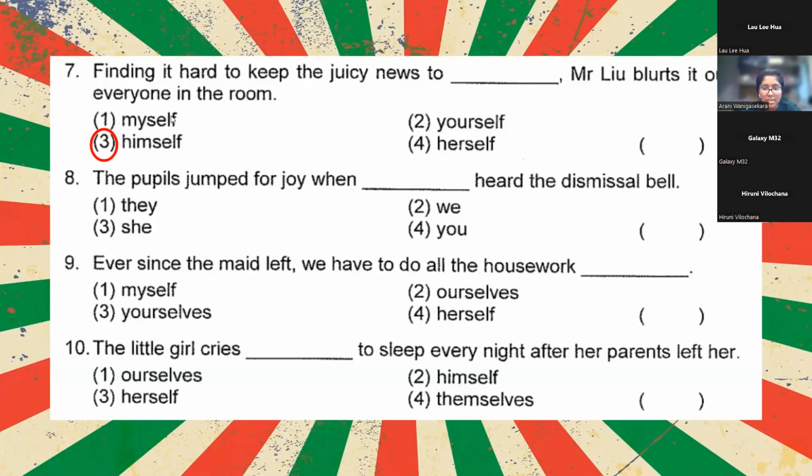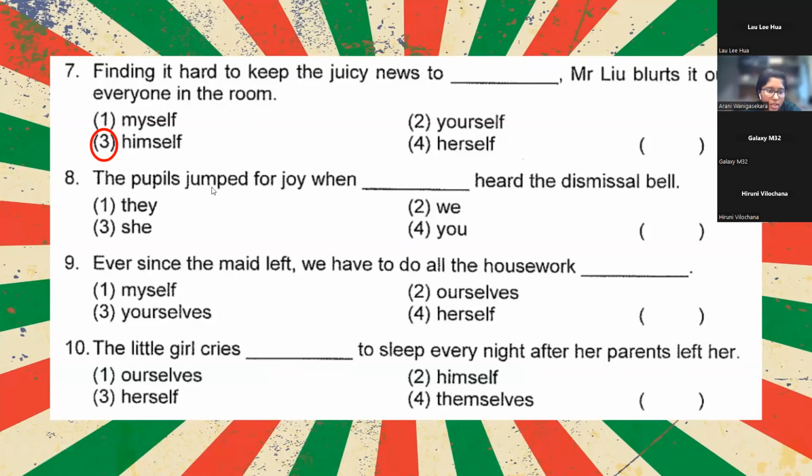So you can't use myself or yourself, or herself. Sorry, can you repeat that again? Okay, you can't use herself because you don't know whether Mr. Liu is a female, right? So it has to be himself.